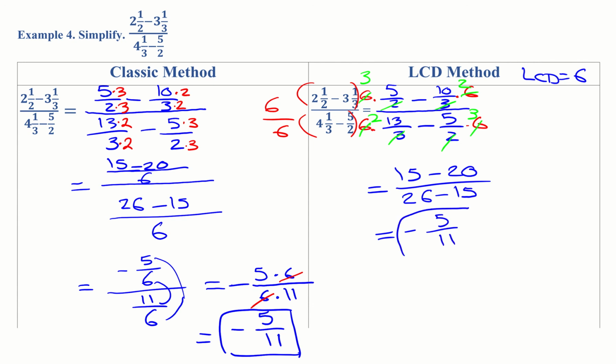All right, so we end up with negative 5/11. And I think you'll agree this method was impressively short. Once again, extremely efficient, okay? Clears out the secondary fractions, leaving only the main fraction, which can easily be simplified. Make sure you can handle both methods before we proceed.